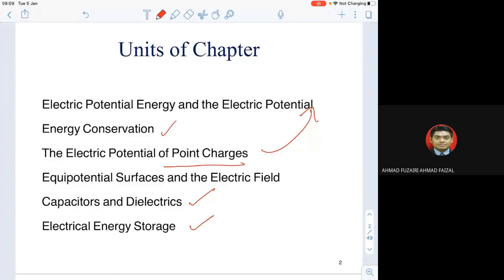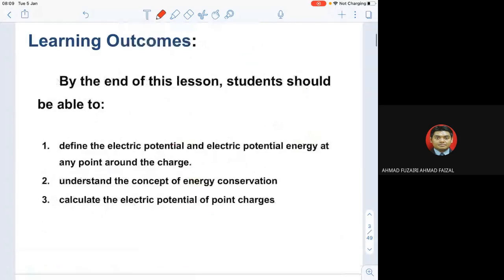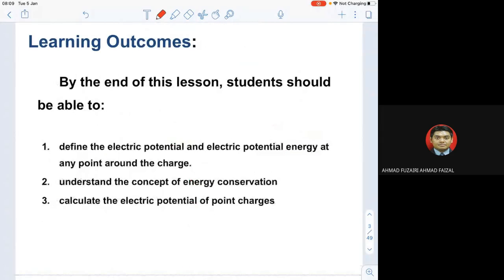So these are the learning outcomes. By the end of this lesson, students should be able to define the electric potential and the electric potential energy at any point around the charge. Understand the concept of energy conservation. I believe that we already learned energy conservation during our first semester.